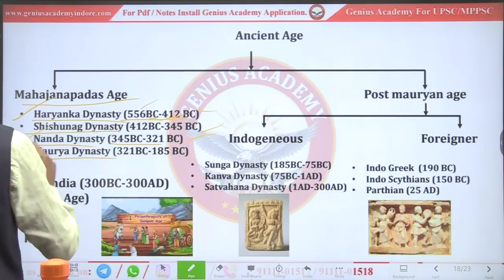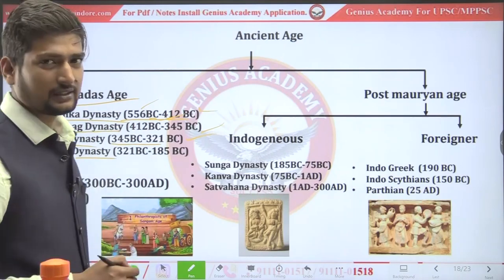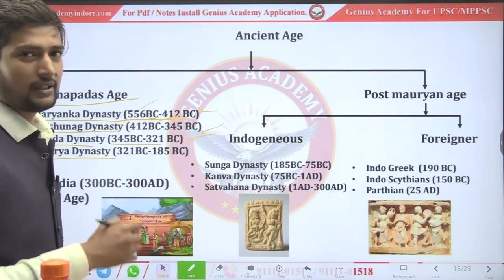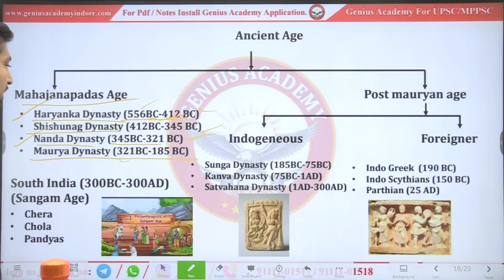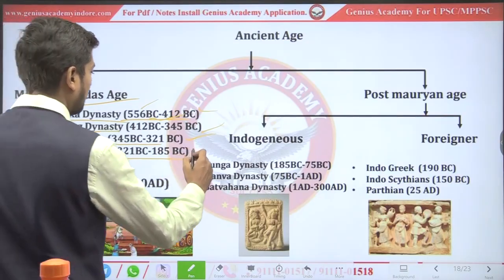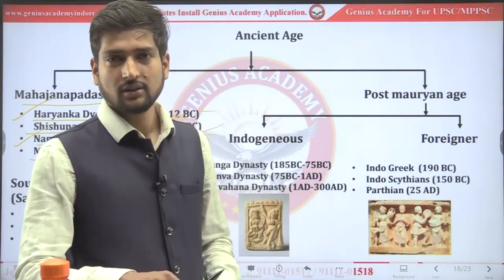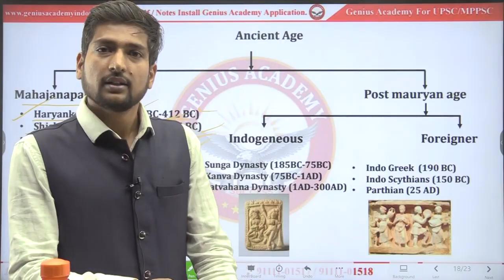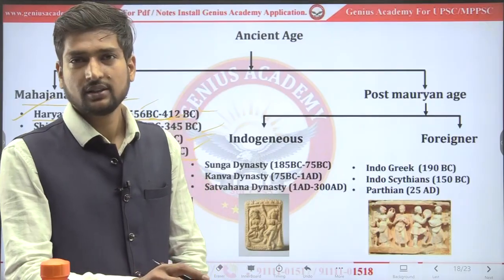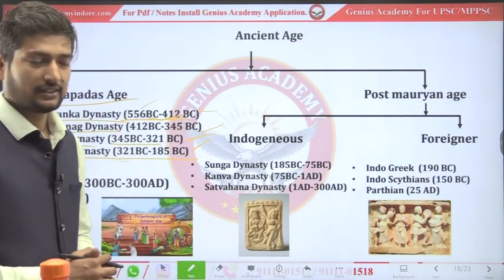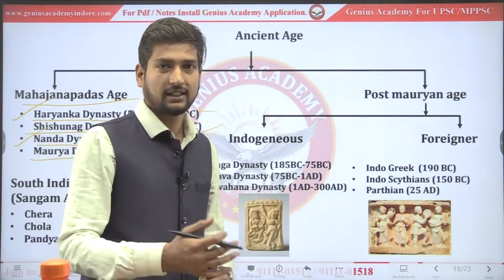After Dhananand, it is the Maurya dynasty. Chandragupta, with the help of his minister Chanakya, overpowered the Magadh throne and ruled from 321 BC, and the end of this dynasty is at 185 BC, when Pushyamitra Sunga, the minister of the Maurya dynasty, killed the last ruler, Brihadratha, and founded the Sunga dynasty.